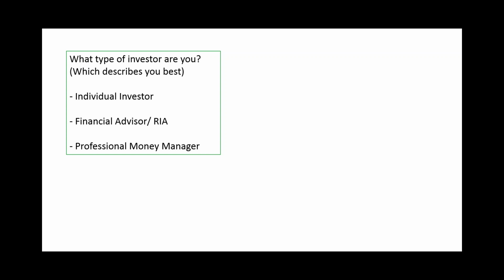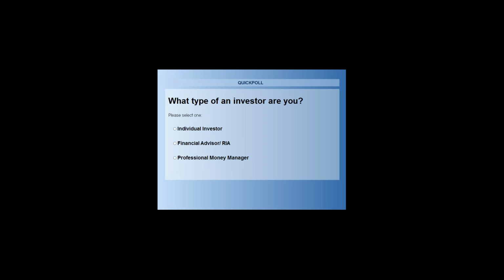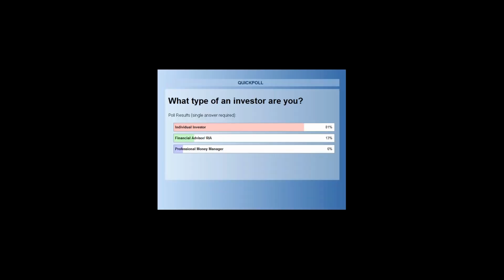The first question is, which best describes you: are you an individual investor, a financial advisor, RIA, or a professional money manager? The quiz is going to pop up right now. Please give it an answer, and everybody's going to see the results here. Okay, thank you, everybody. We'll close that window. It looks like 81% of the people in the audience today are individual investors, followed by financial advisors at 13%, and 6% of you are professional money managers.